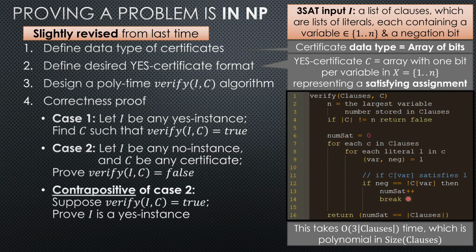And then the amount of work we're doing inside the innermost loop is constant time, and this return statement's constant time. So this is all order 3 times the cardinality of clauses, and the input size has at least 1 bit per clause, right? You agree with that? So the input size is going to be at least the cardinality of clauses, and order 3 times the cardinality of clauses is a polynomial in the cardinality of clauses. So this is going to take polynomial time in the input size.